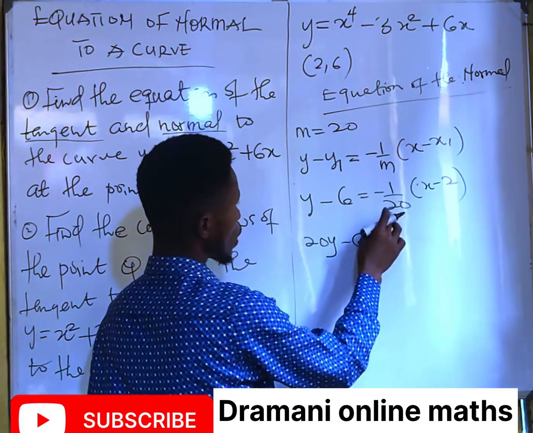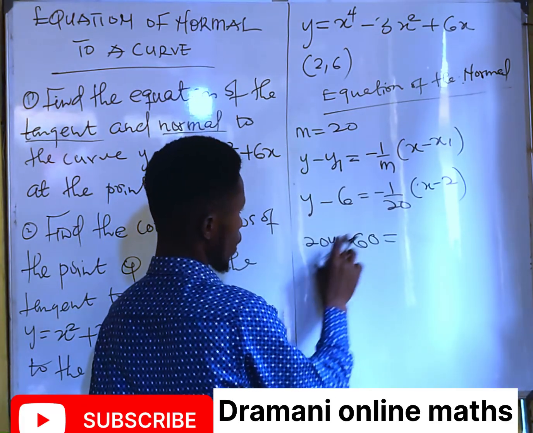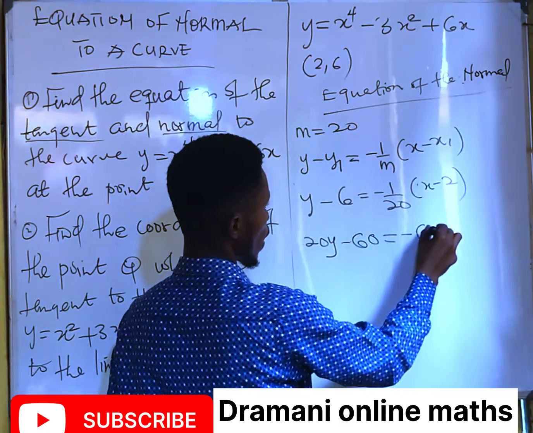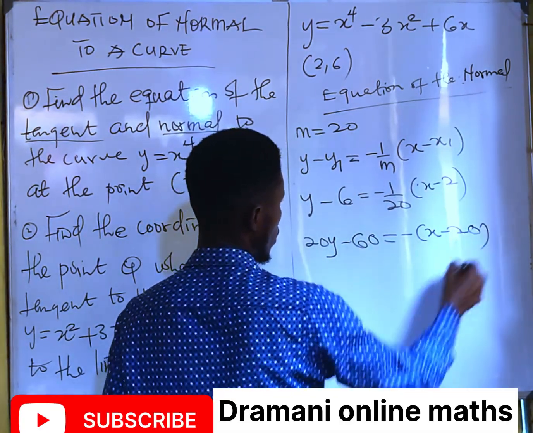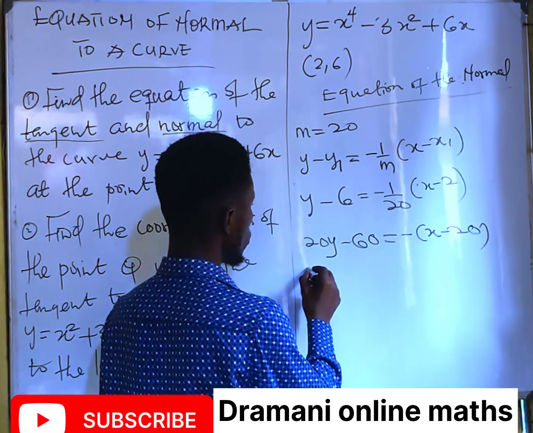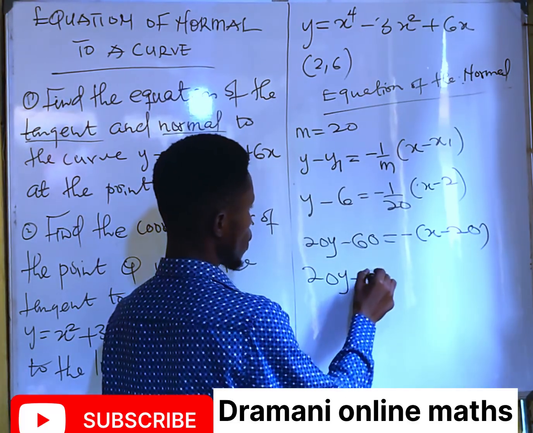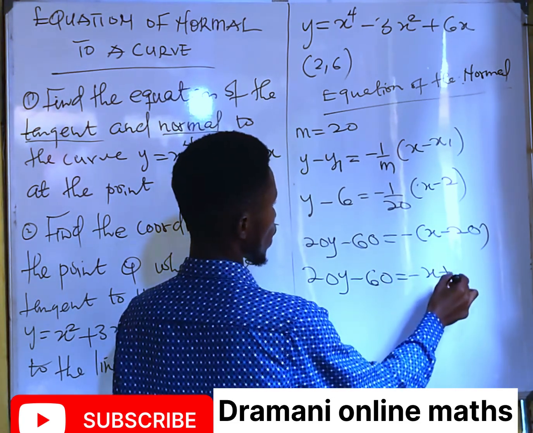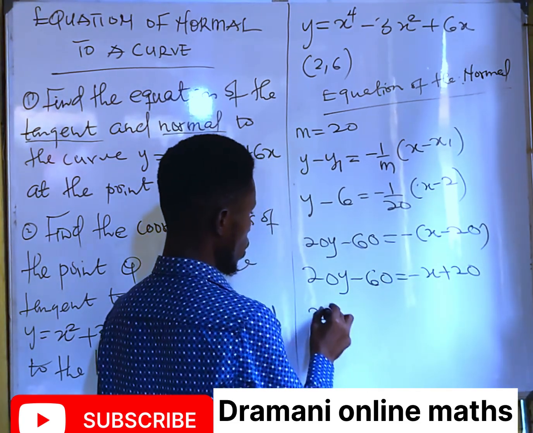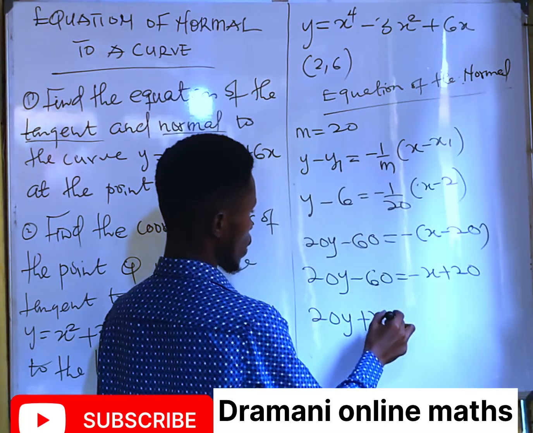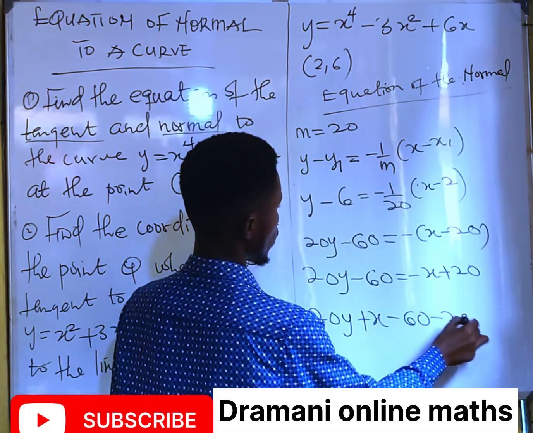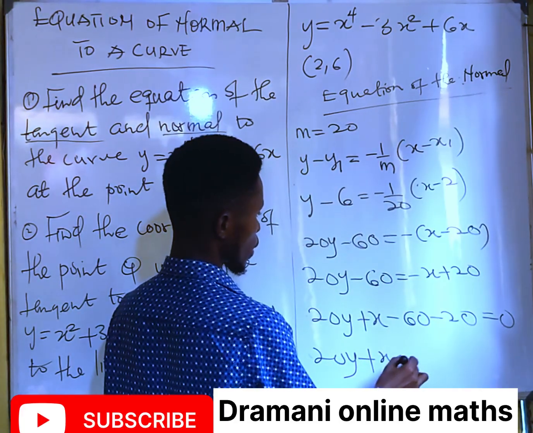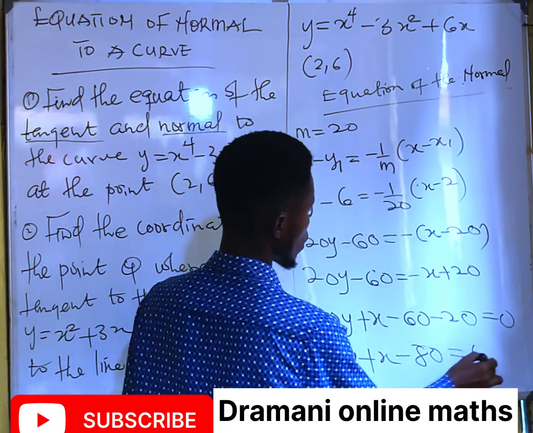You understand what I'm doing? 20 times y will be 20y. 20 times 6 will be negative 60. Now leaving negative x minus 2. Yes, this is what I just want to do. So that I have 20y minus 60 because negative times x is negative x plus 20. So 20y plus x minus 60 minus 20 equals 0. 20y plus x minus 80 equals 0.